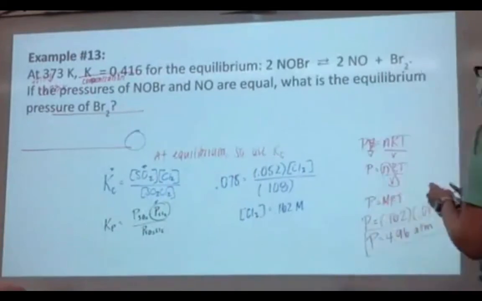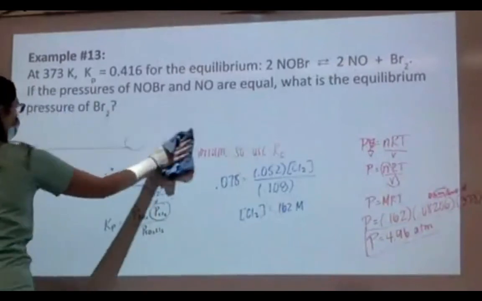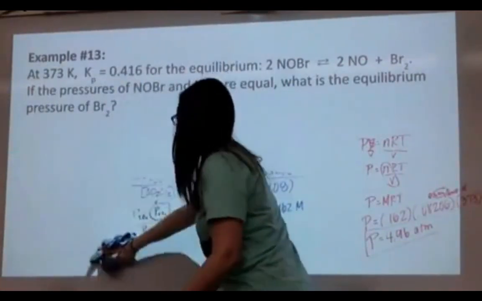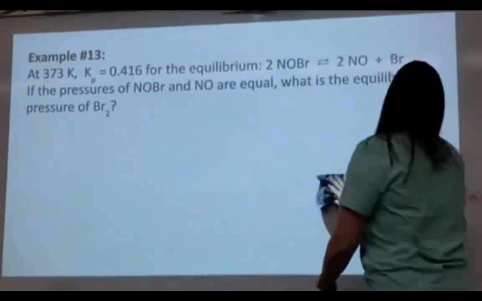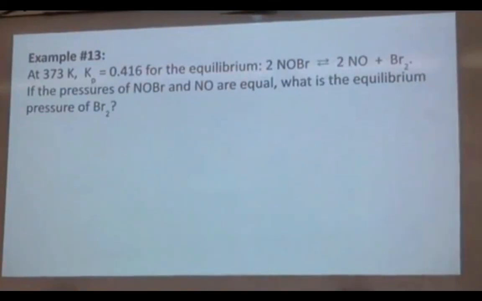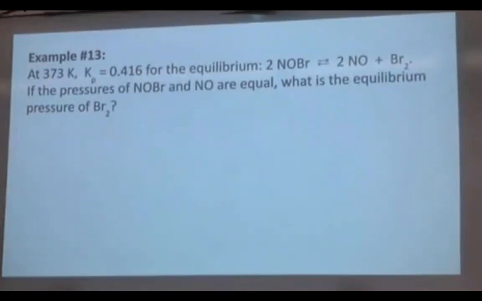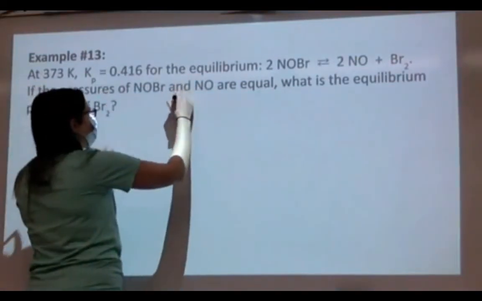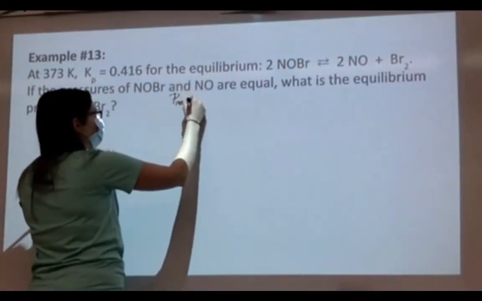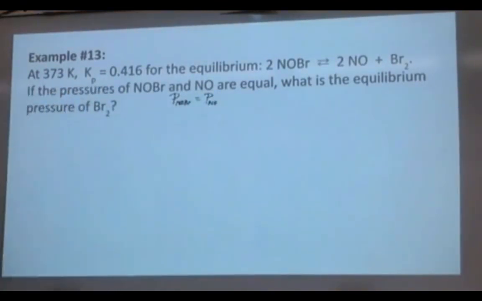So example 13 says at 373 Kelvin, Kp is 0.416. Right, Kp, so now we're dealing in pressure. Always make a note of what you're dealing in. Are you dealing in concentration or are you dealing in pressure? In this case, we're dealing in pressure. For this equation, if the pressure of NOBr and NO are equal, I'm just going to start by writing pressure of NOBr equals pressure of NO. What is the equilibrium pressure of Br2?